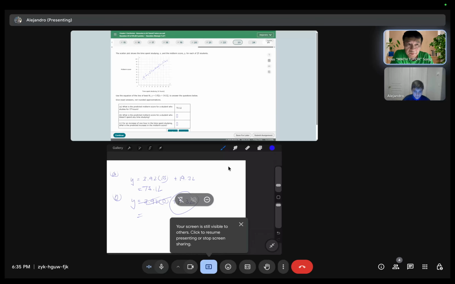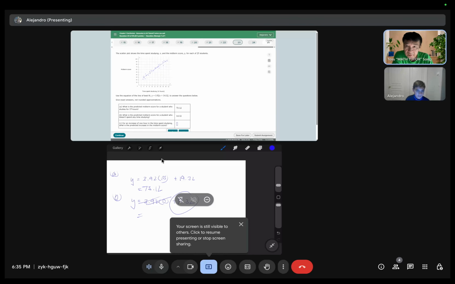Okay, for B, if you plug in 0, you'll only be left with 14.32. Do you follow that one? Do you understand? Okay. For C, for any increase of 1 hour in time spent studying, what is the predicted midterm score for every 1 hour?